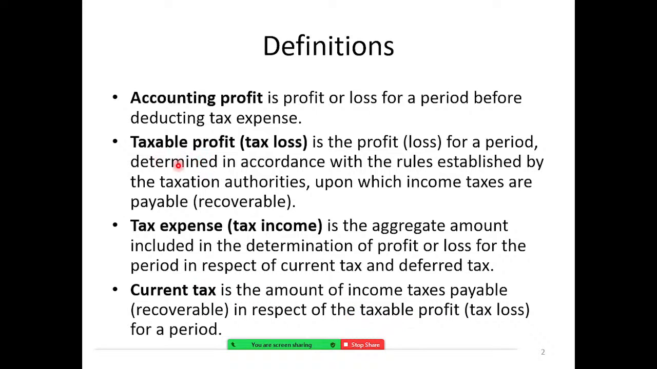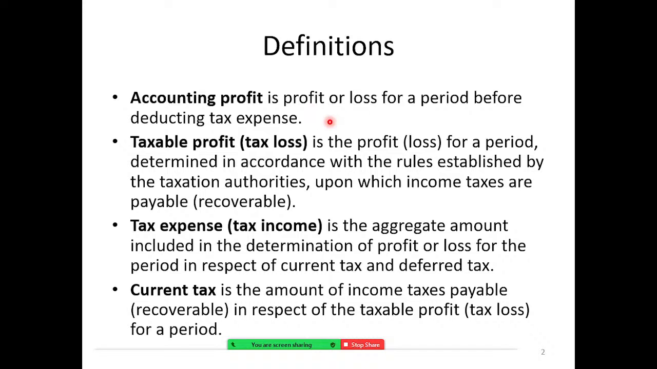This taxable profit. So total tax expense equals current tax plus deferred tax. So current tax plus deferred tax equals the accounting profit times the tax rate. Right? That's a different scenario, right?